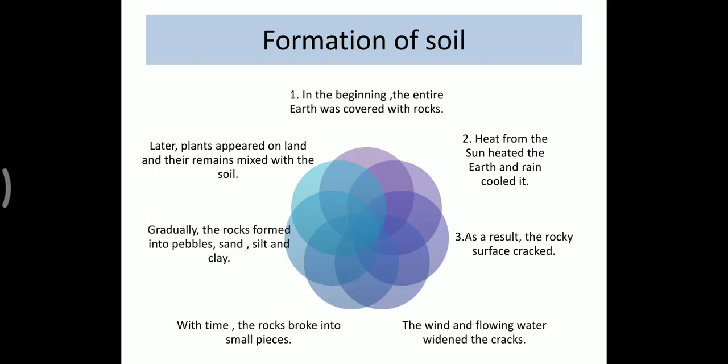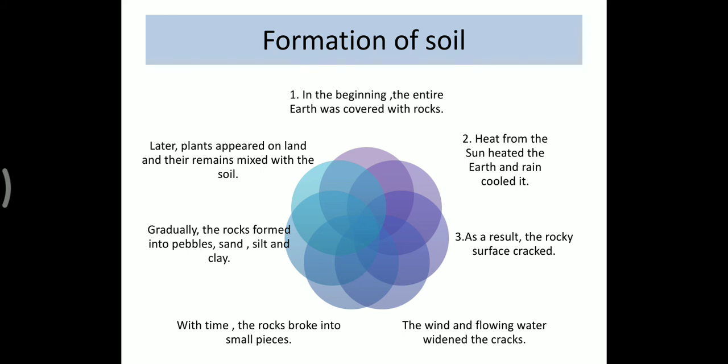Okay, so now let us see how these rocks get converted into small particles. So first of all, as I've told you in the beginning, the entire earth was covered with rocks. So first of all, physical weathering: heat from the sun heated the earth and rain cooled it. As we know very well, changes in season occur one after one, and due to the change in season, heat from the sun heated the rocks, and rain cooled it.